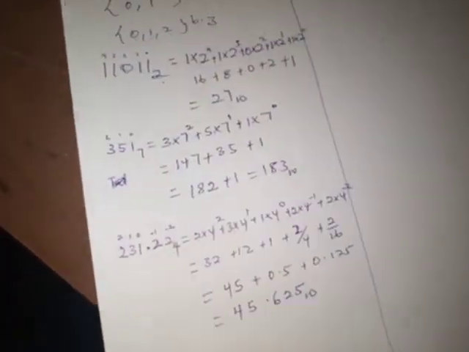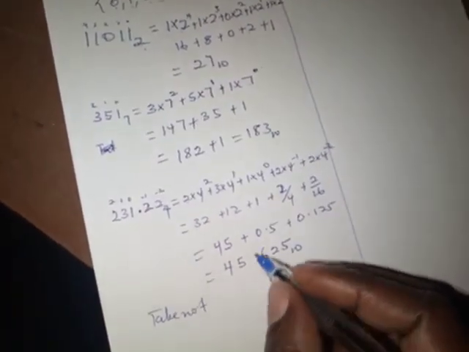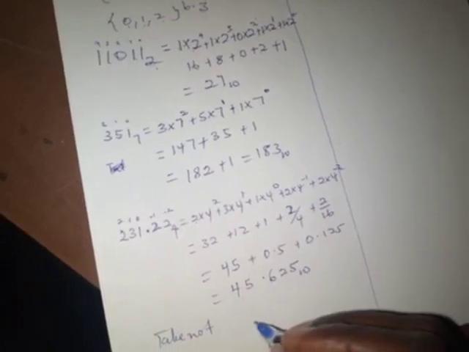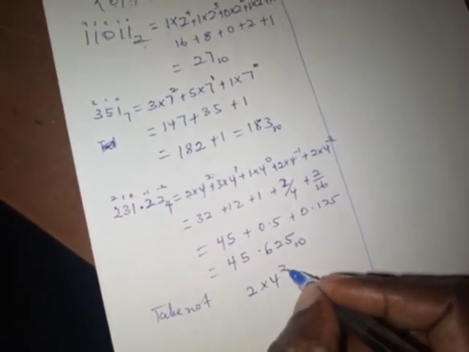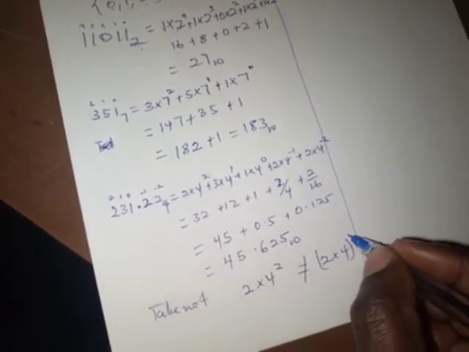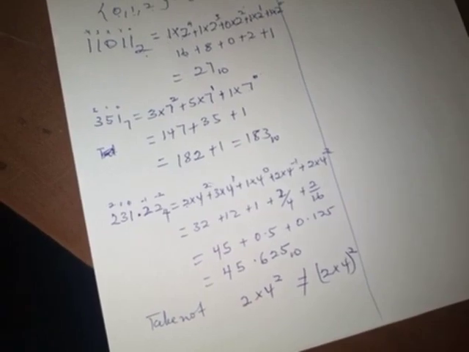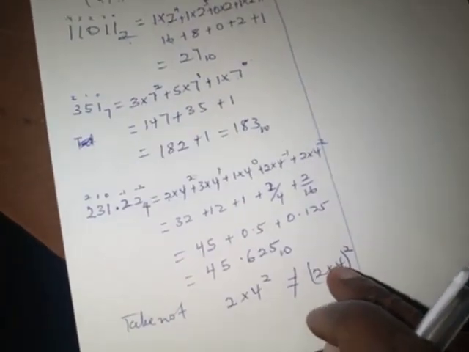But take note. For instance, I'll take this. 2 times 4 raised to the power 2 is not the same as 2 times 4 all raised to the power 2. So don't write this. It is this. It is only the base that is having the exponent, not the whole thing. Okay.